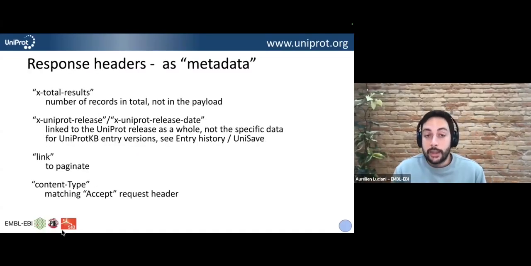In the response, you will get data, which is the important thing that you want to download, but you also get some metadata. Some of this metadata will be returned through the response headers, and we will see that in the examples in the demo. The important ones to have a look at are the total number of results, which is not the number of records in your query, the UniProt release, which can be quite important to keep track of when you download a specific data set, a link to paginate, and the content type, to see the type of content, like XML, JSON, FASTA, or anything like that.